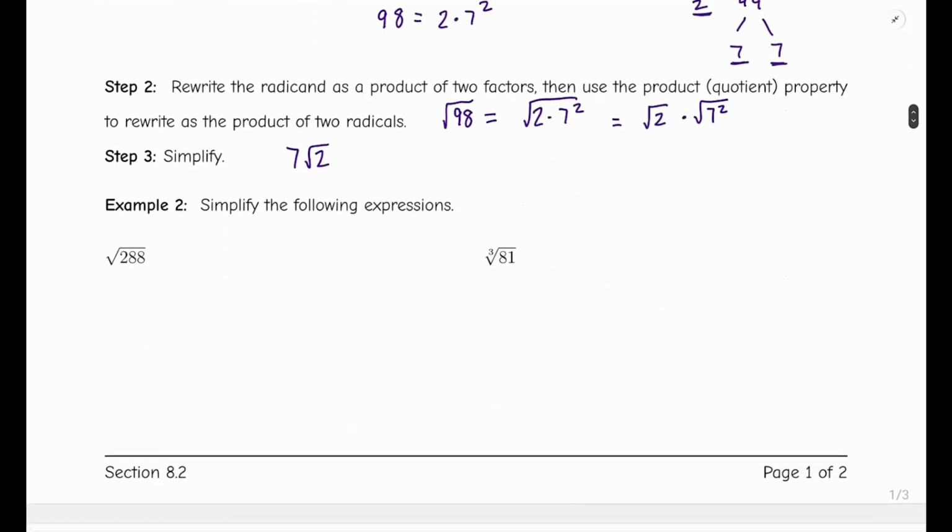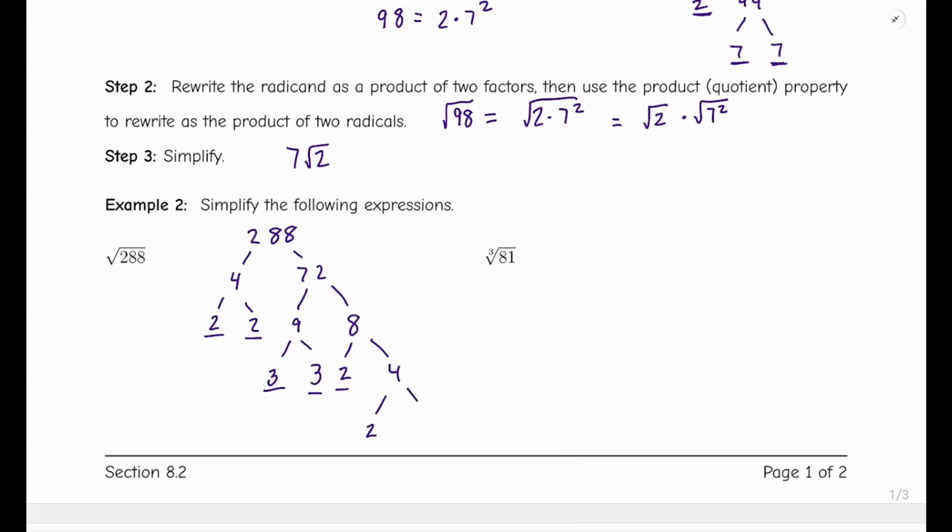Example 2, simplify the following expressions. Square root of 288. So again, I'm going to take 288 and break it up. Since it ends in 88, I know 4 goes into it, and it'll be 72 times. 4 is 2 and 2. 72 is 9 and 8. 9 is 3 and 3. 8 is 2 and 4. And then 4 is 2 and 2.